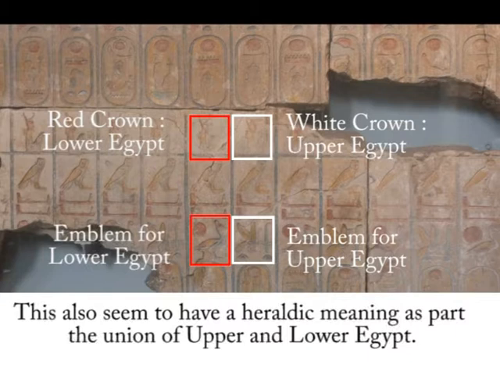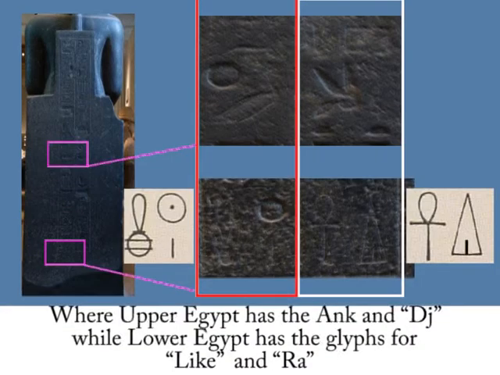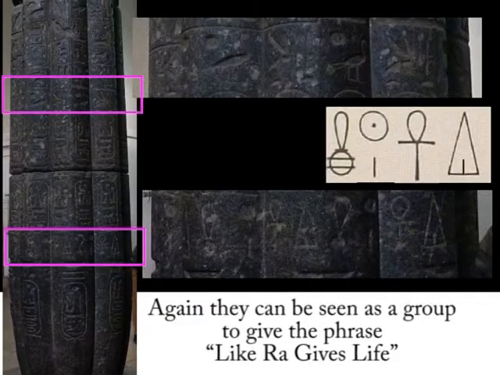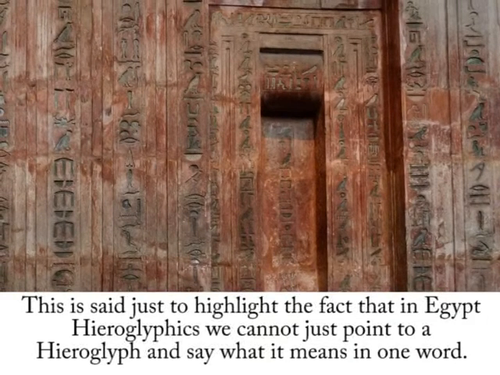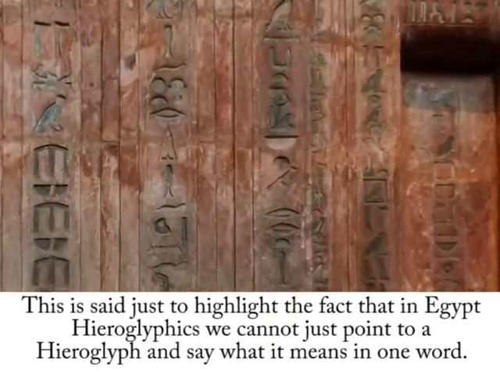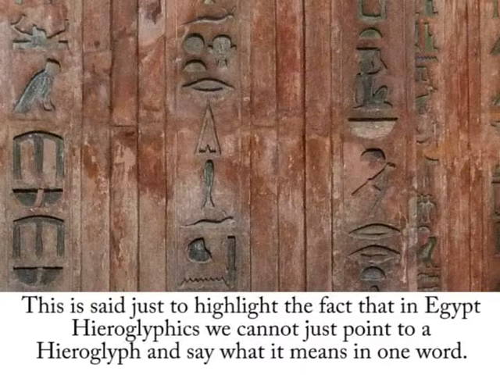This also seems to have heraldic meaning as part of the union of Upper and Lower Egypt, where Upper Egypt has the Ankh and the Ja, whilst Lower Egypt has the glyphs Right and Ra. Again, they can be seen as a group to give the phrase, like Ra, gives life. This is said just to highlight the fact that in Egyptian hieroglyphs we cannot just point to a hieroglyph and say what it means in one word.